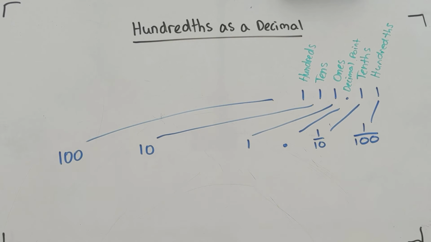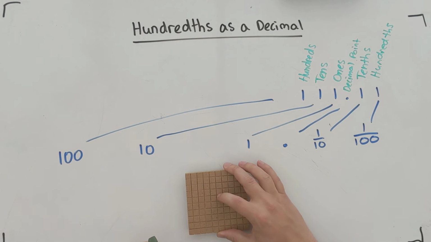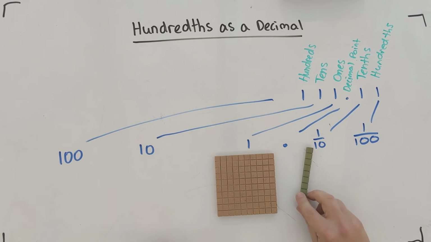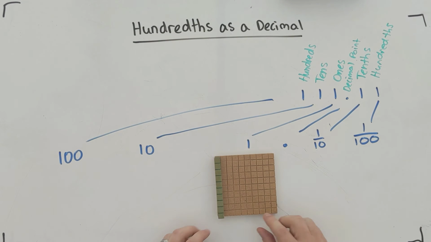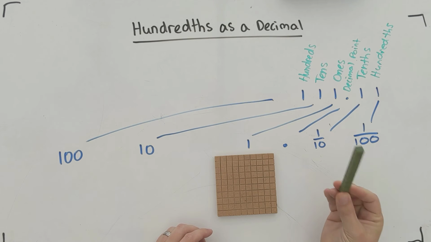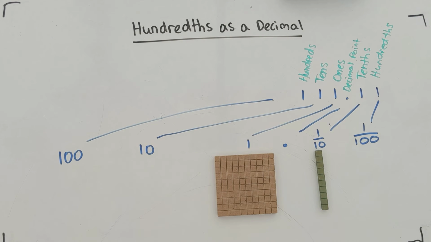Another way that we could think about this is using our MAB blocks. If we think of this as 1 whole, so I'll put it there, this long would be 1/10, because we need 10 of these longs to make a whole. 1, 2, 3, 4, 5, 6, 7, 8, 9, 10. 10 of these to make a whole. So that is 1 out of those 10. That's 1/10 right there.